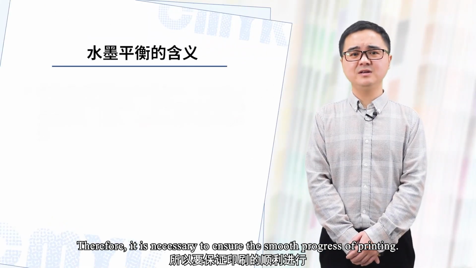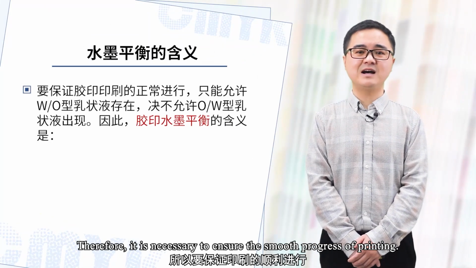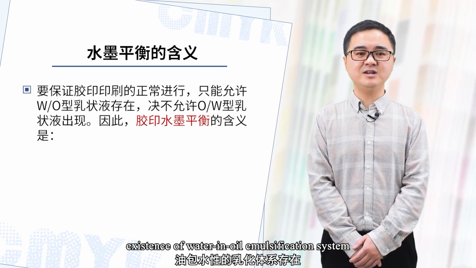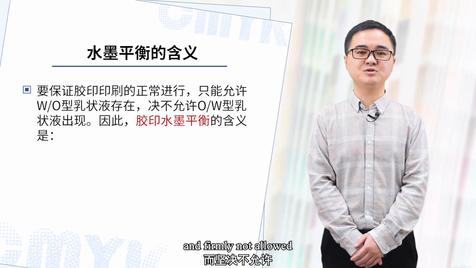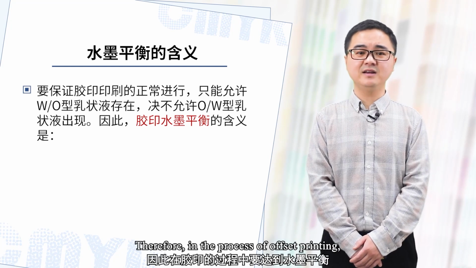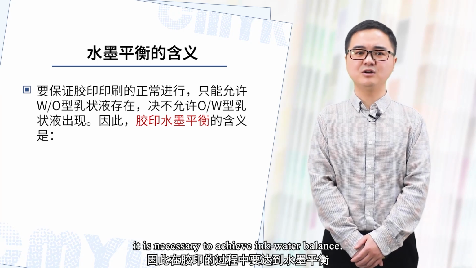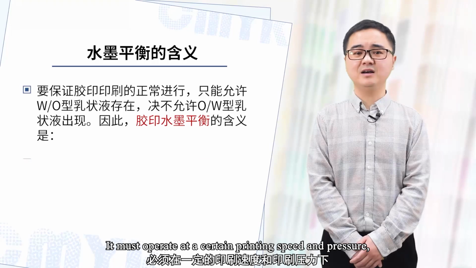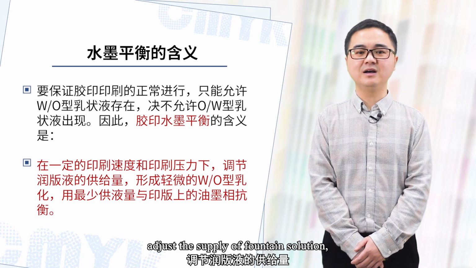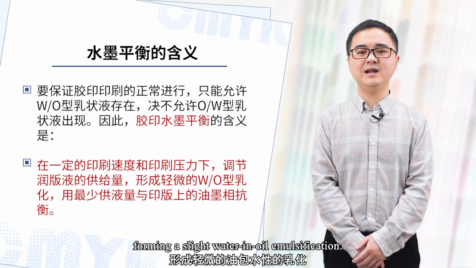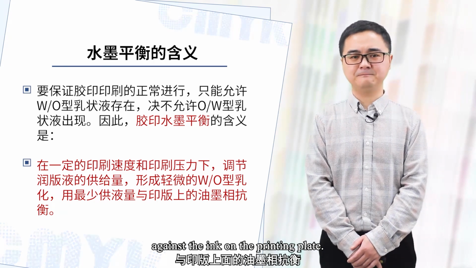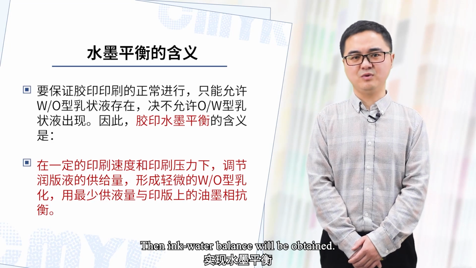Therefore, it is necessary to ensure the smooth progress of printing. In these 3 cases, we only allow the existence of a water in oil emulsification system, and firmly do not allow the emergence of an oil in water emulsification system. Therefore, in the process of offset printing, it is necessary to achieve ink-water balance. It must operate at a certain printing speed and pressure. Adjust the supply of fountain solution, forming a slight water in oil emulsification. Use the least amount of fountain solution against the ink on the printing plate. Then, ink-water balance will be obtained.